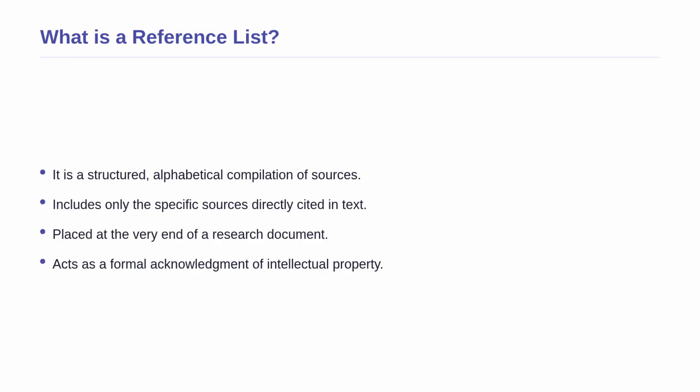Now that we understand the basic idea of a supplier list, let us look at its formal academic equivalent. A reference list is a structured, alphabetical compilation of all the specific sources you directly cited within the text of your research document. This means if you quoted an author or paraphrased their specific data, their work must appear here. It is placed at the very end of your research report, thesis, or dissertation. By providing this list, you are formally acknowledging the intellectual property of other researchers and showing exactly whose shoulders you are standing on.